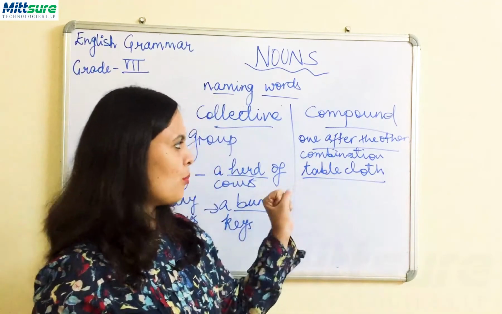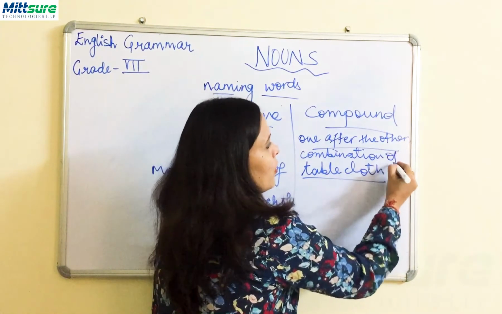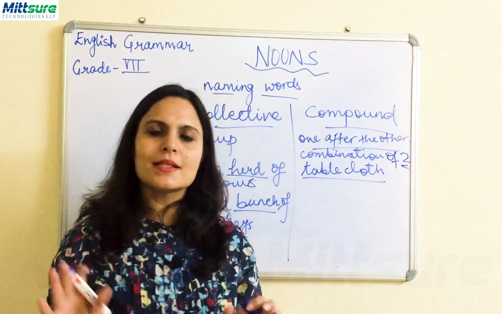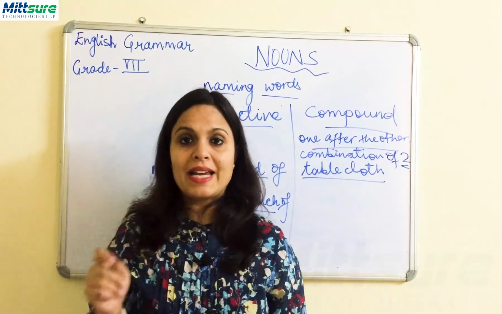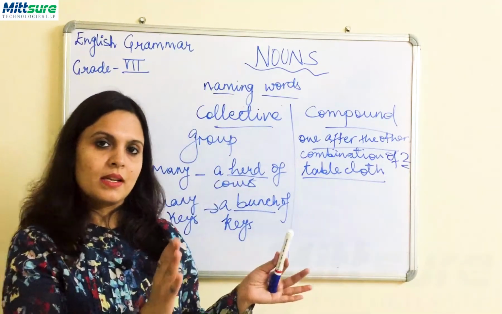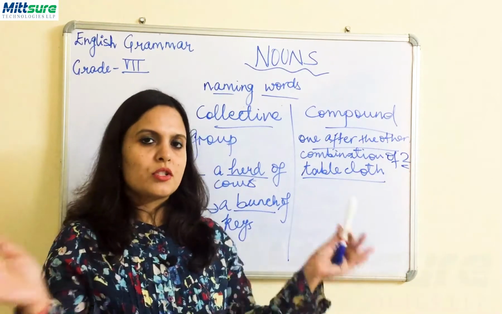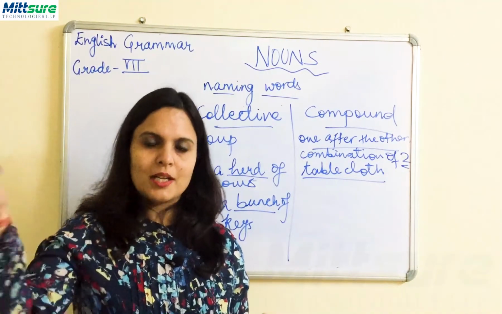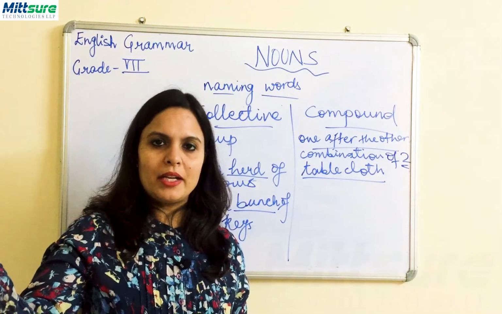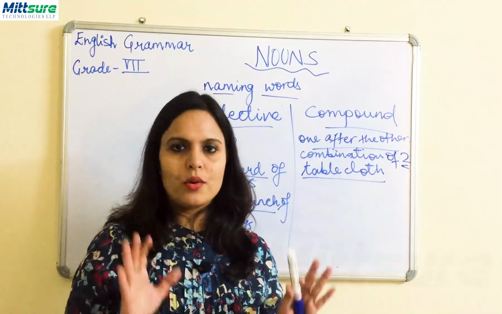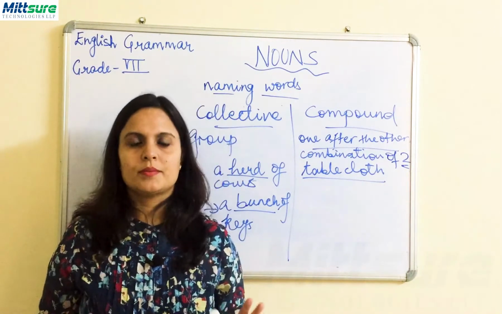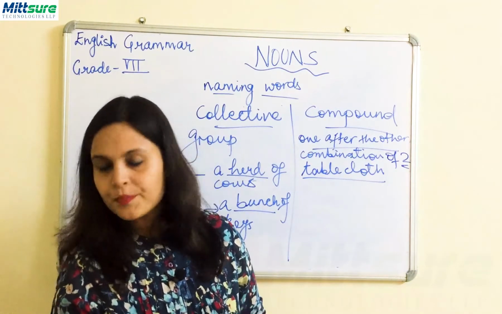Compound as in combination of two. Simple as that. So timetable: time is an abstract noun and table is a common noun. We just join them together, and it becomes an independent word which has its own meaning. Timetable, it is a compound noun.